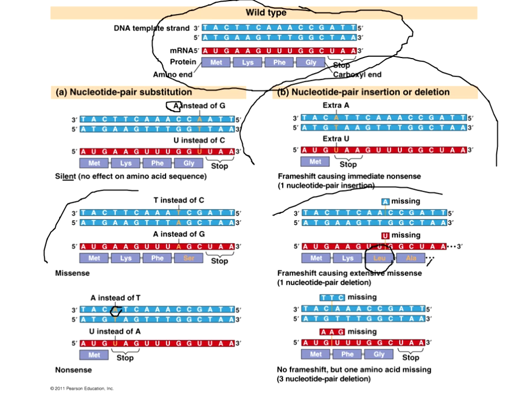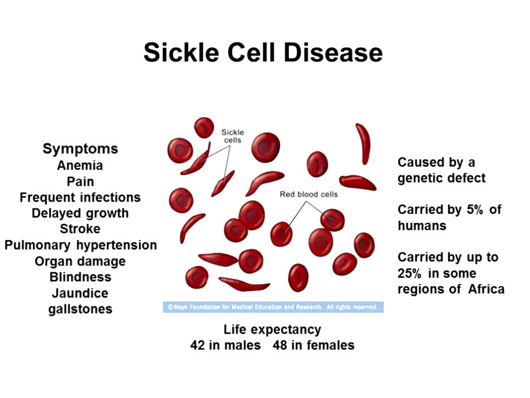We can have a whole amino acid missing. This last one down here causes an extensive missense because a whole codon was missing, a whole triplet. So now, instead of having our lysine, we go from methionine to phenylalanine. So it changes the entire polypeptide. So those are just some examples of mutations.